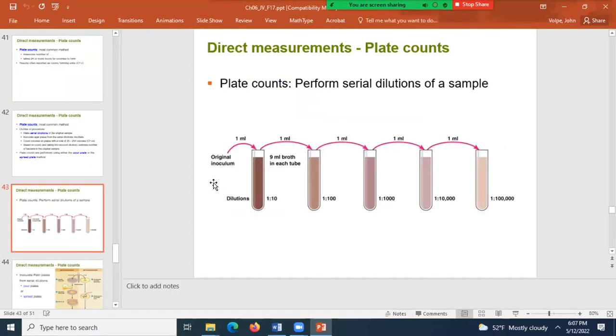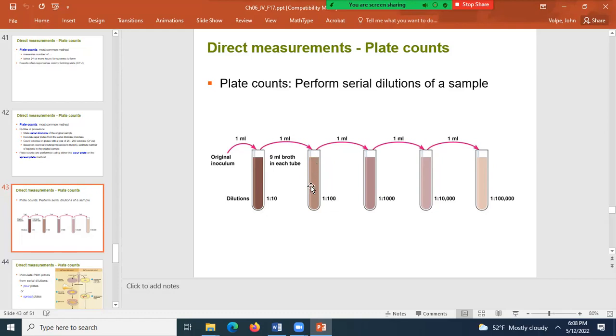You make a serial dilution. You have your original inoculum with bacteria, and you could plate that. But if it's too high in concentration, you won't be able to count anything. It'll just be confluent growth. So you can make a dilution, take 1 ml and put it into 9 ml. Now we have a 1 in 10 dilution. And then you mix that, and you take 1 ml out of that, put it into 9 ml of fresh media. And then we have another 1 to 10 dilution. 1 to 10 dilution times 1 to 10 dilution will be a 1 to 100 dilution.